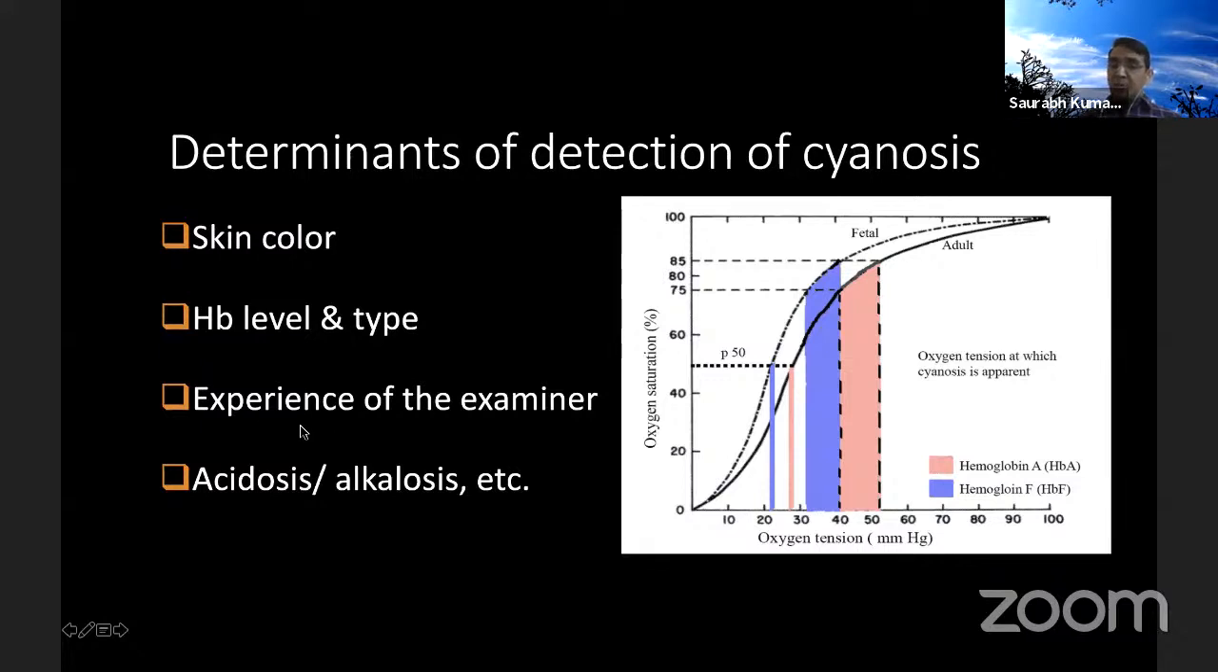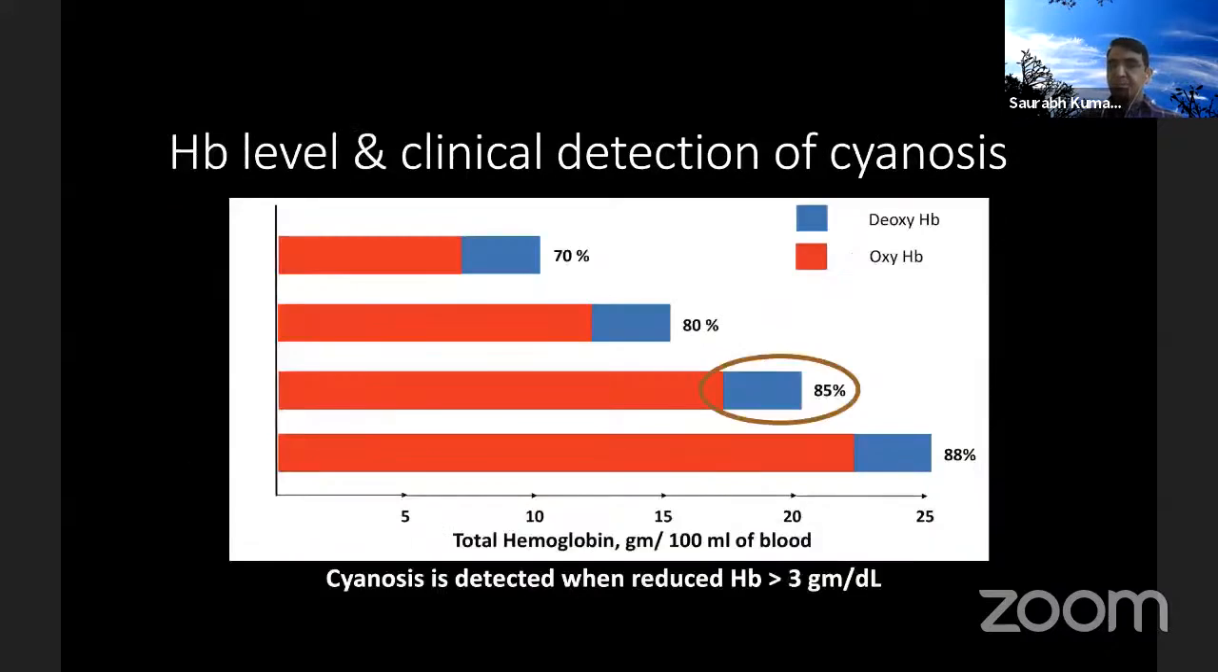Now, another important thing is the experience of the examiner. As you would have all noticed, an experienced cardiologist, more so if they are trained to treat patients with congenital heart disease, can even pick up minimal cyanosis, while others may not notice even gross cyanosis. That is one of the very, very important factors. And other factors like acidosis and alkalosis can also change it.